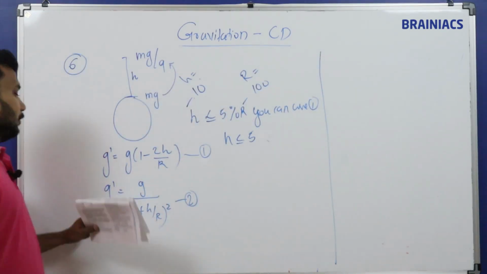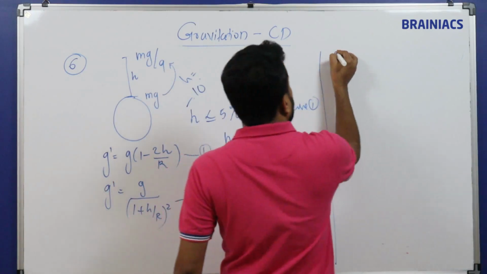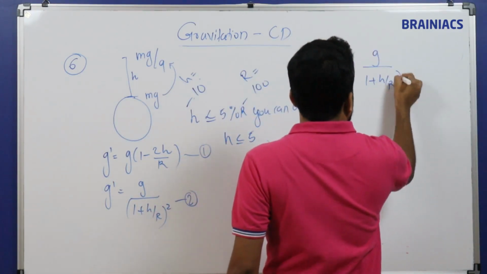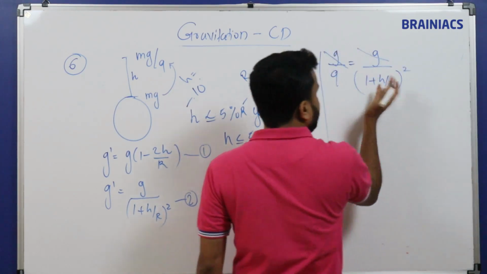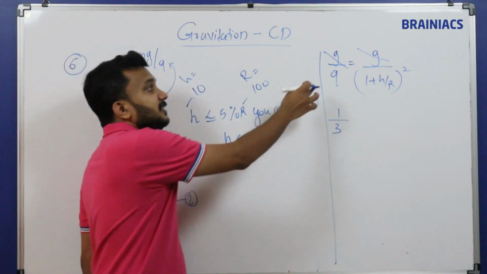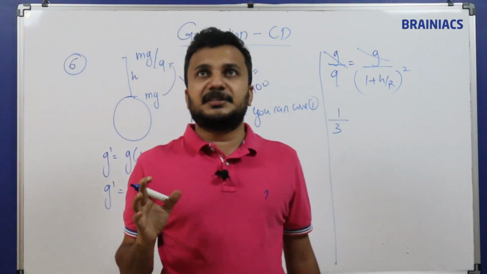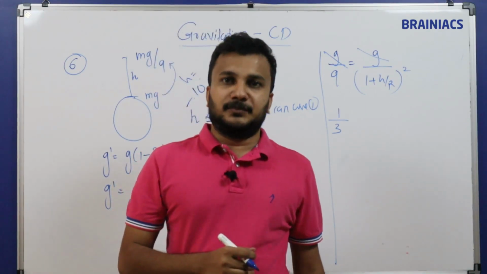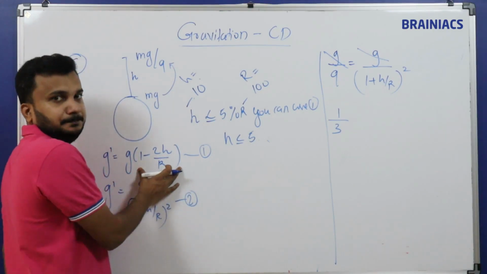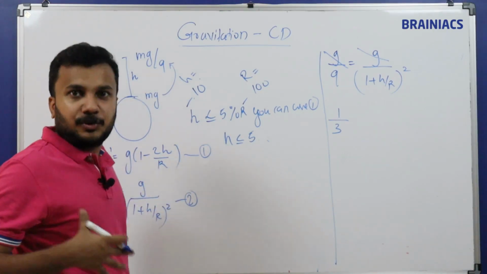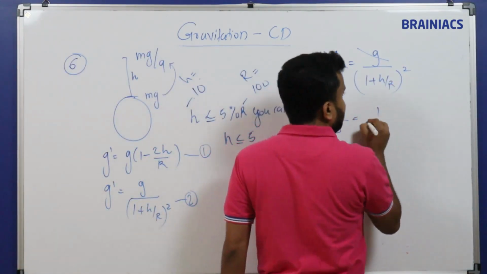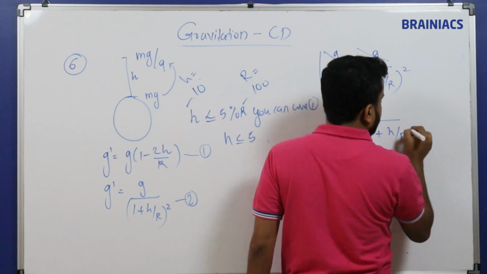So let's go. g dash becomes g by 9, so g by 9 equals g into 1 plus h by r the whole square. Now you see g and g cancel. If you take the square root on both sides, you will perfectly get 1/3. If this is not 1/9, for example if it is given as 1/3 or 1/5, something like that, you use the other method. It's not a perfect square number, so you cannot take a perfect root. Whenever you can take a perfect root, use this method. That is an easy way to simplify this question.